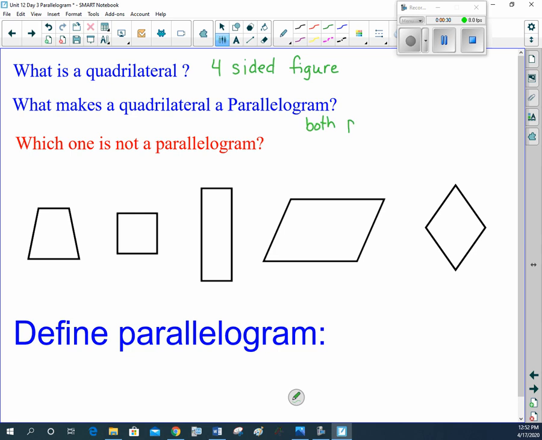So both pairs of opposite sides are parallel. So which one of these is not a parallelogram? Well, let's see. Must be this one right here. Trapezoid. These two are parallel, but these two are not. Those two aren't parallel. Okay. So define a parallelogram. Basically what we have up there when we said what makes a quadrilateral a parallelogram. Parallelogram: both pairs of opposite sides are parallel.